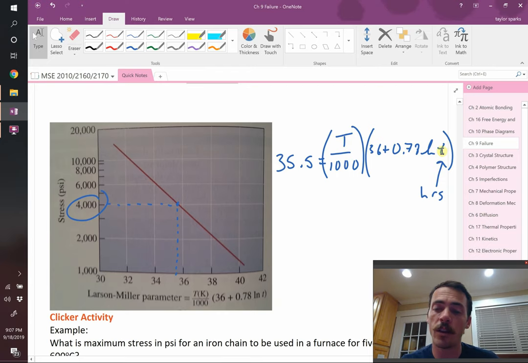Or I could say the other thing. I'd say, I need it to last at least 600 hours. Plug that in here. What's the highest temperature it can go up to? See how useful this is? This is another really useful tool for predicting how things will behave.